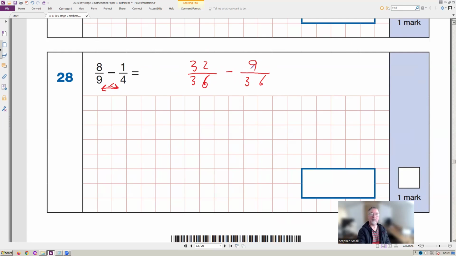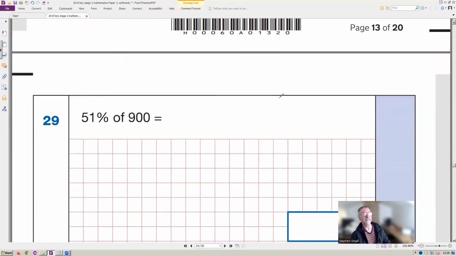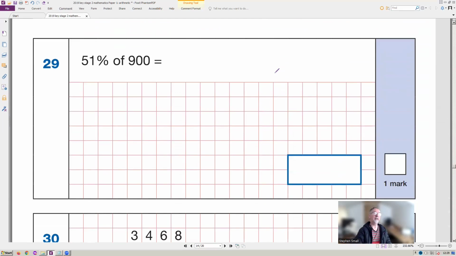We're taking away 9. 9 from 32 is 23. 23 over 36. Does it cancel down? No, this is a prime number. So it's not going to cancel, unless the bottom was 2 primes, you know, 2 23s, I mean. This was not too bad because we got this one here. So we're going to do the same thing we did before. 51 over 100.